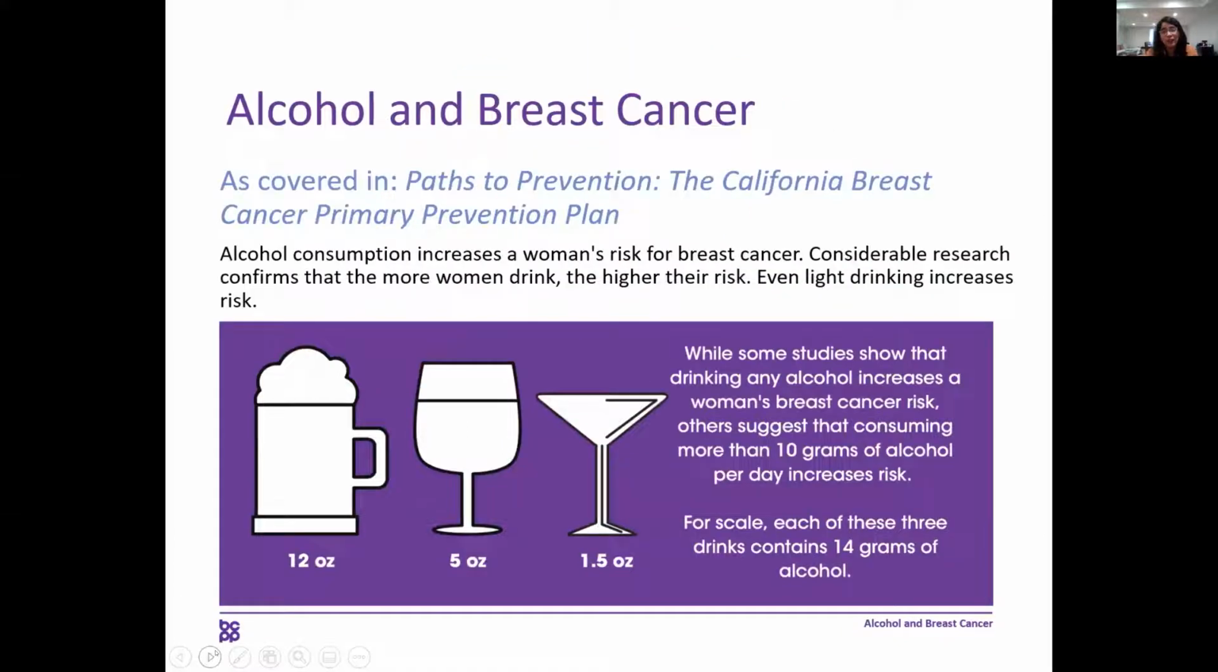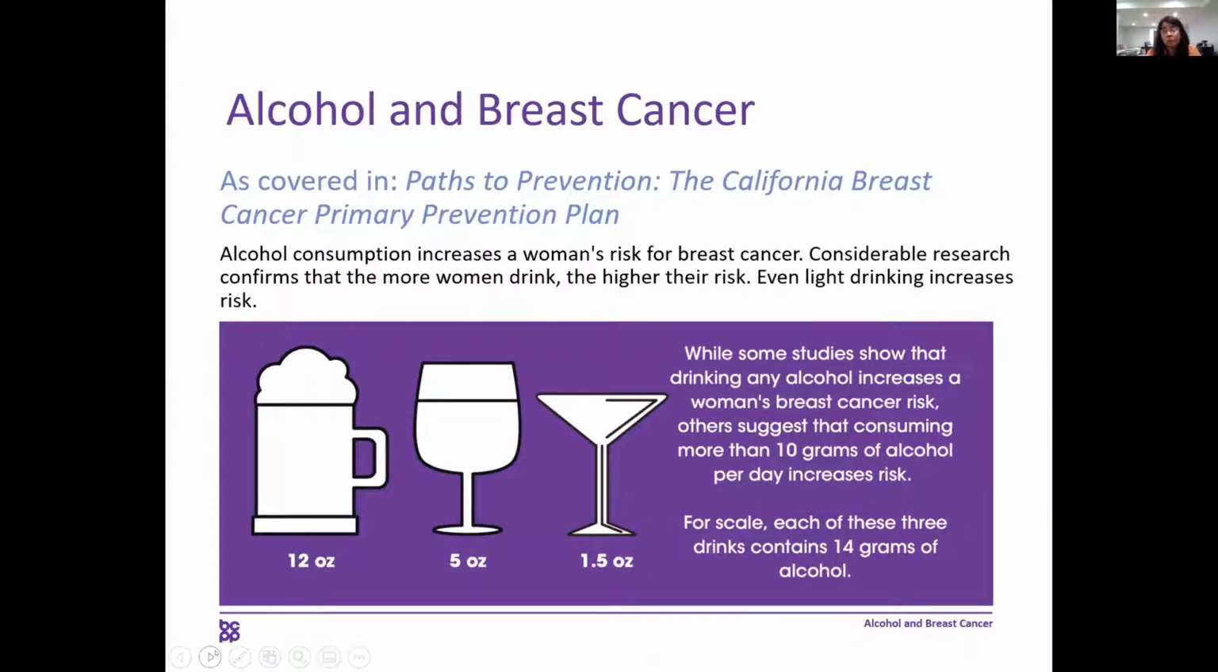So talking about alcohol and breast cancer, which is what you all want to know about today, and what we found. As I say, we did a literature review, and to tell you the truth, alcohol was just one of the factors with the strongest evidence of a link to breast cancer. And that evidence is built up over many, many years. And we now know that alcohol consumption increases a woman's risk for breast cancer. And there's considerable research that shows that the more women drink, the higher the risk, and that even light drinking increases risk of breast cancer.